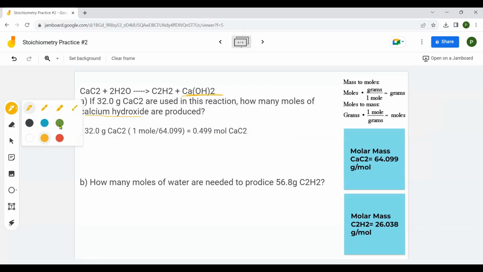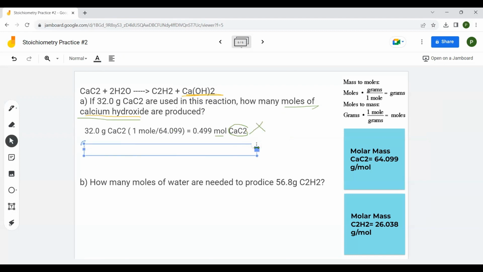As always, I'm going to take my green pen. I'm going to look at my question. We want moles of calcium hydroxide. So I have moles, but this isn't calcium hydroxide, so I'm not yet done. We're going to go ahead then and figure out how much calcium hydroxide we would make with this given amount of CaC2. So our given amount of CaC2 in moles is 0.499 mole.